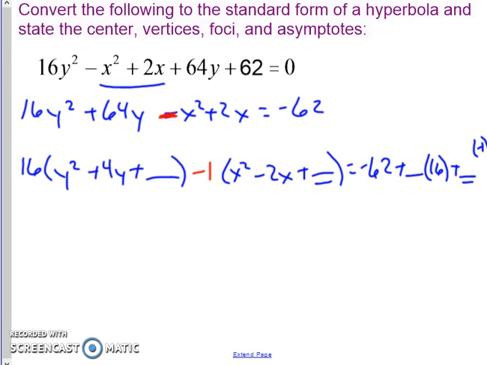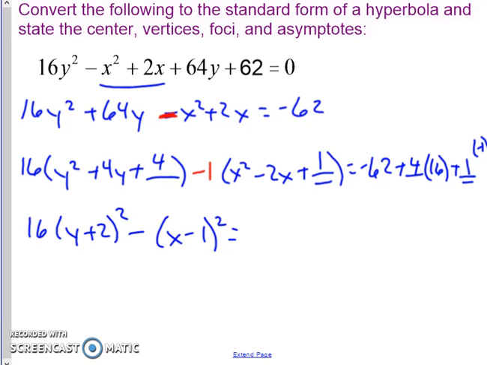So for the y's, I'll take my b value of 4 divided by 2 and square it, so I'll get that to be 4. For my x, my c value, I'll take my b value of negative 2 divided by 2 and square it, so I'll add 1. Factor on the left hand side, so I get the quantity y plus 2 squared minus the quantity of x minus 1 squared, and then simply multiply and combine like terms here. Again, recalling that we are multiplying by the 16, the 4 by 16, and the 1 by a negative 1, so that should add all together there, and you get that to be 1.